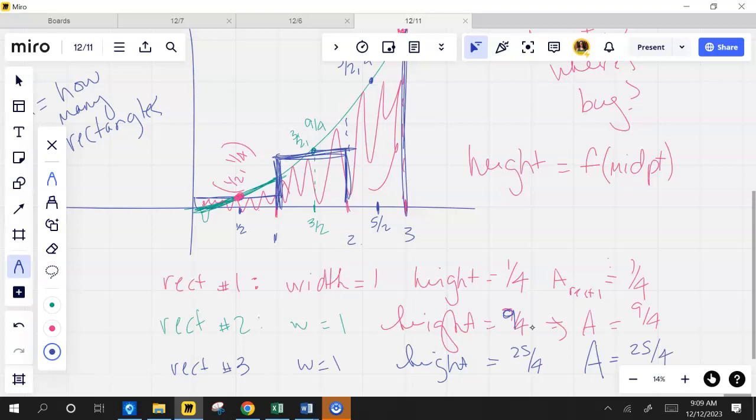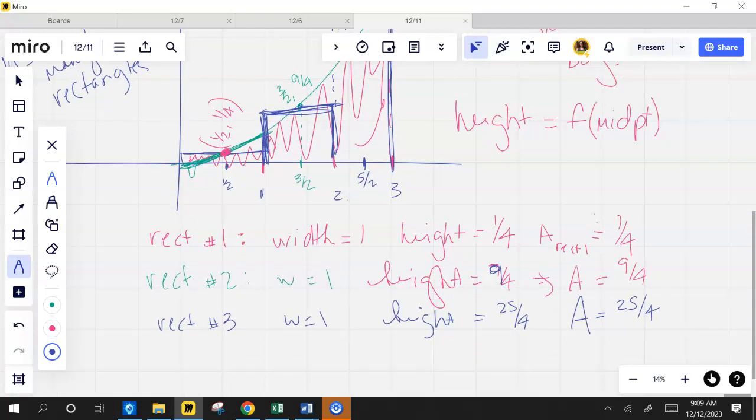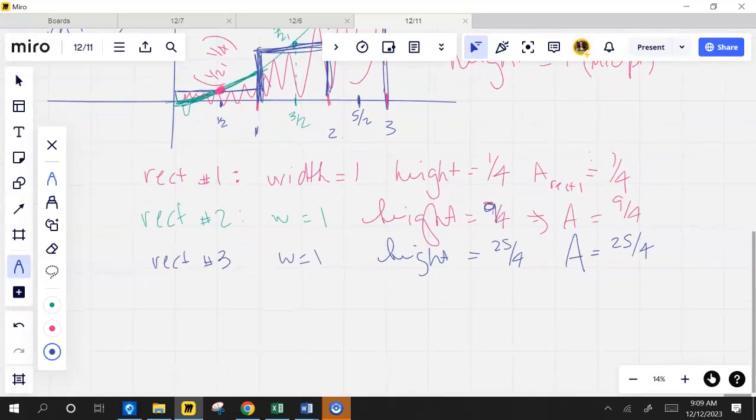So now, if I want to estimate the area under the curve, and again, this is just an estimate because it's not exact. Remember, I got a little bit more and a little bit less, and depending on the curve that I'm looking at, it's going to be a little bit different. But what's a good estimate for the area under the curve here? You add all those together, right? So an approximate area from 0 to 3 would be 35/4.